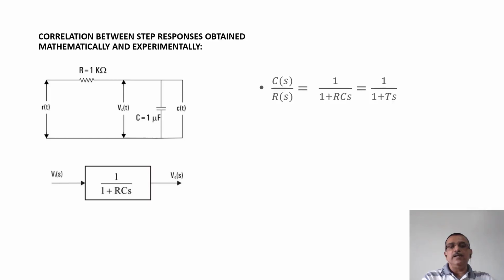This we have seen in the last slide. So 1 by 1 plus RCs, I will write it as 1 by 1 plus Ts. So this is another conceptual point which I want to drive in. We are going to learn about all first order systems in the same way. Let it be an RC network, let it be a thermometer, let it be anything, we'll represent it as 1 by 1 plus Ts, and T is called the parameter of the system, and T is the time constant. For an RC network, it is R into C. So this kind of encapsulation, this kind of thinking is required.